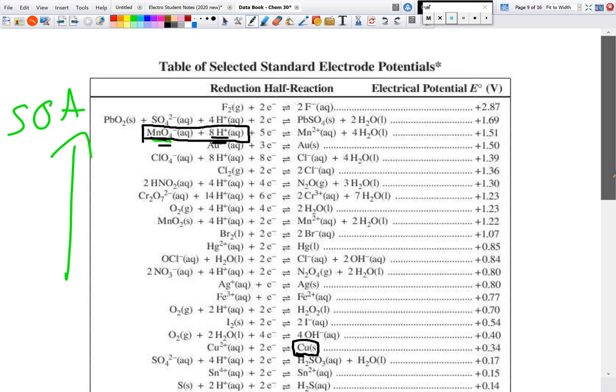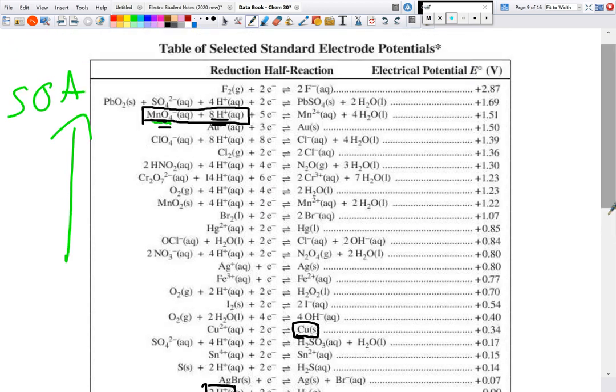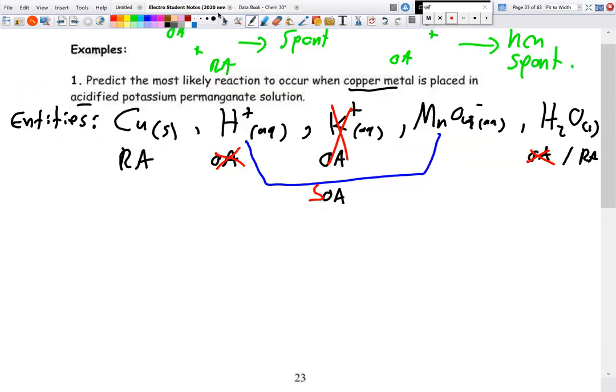Same thing: we have copper solid right here, and we'll notice that if we try to find water as a reducing agent, it's going to be closer to the top, and it's up here. Now remember, as we go down, we get stronger reducing agents, so that means copper is my strongest reducing agent when compared to water. So same thing, I'm going to make sure I highlight copper is my strongest reducing agent, and knowing that water can't be a reducing agent. So I have my strongest oxidizing agent and strongest reducing agent.